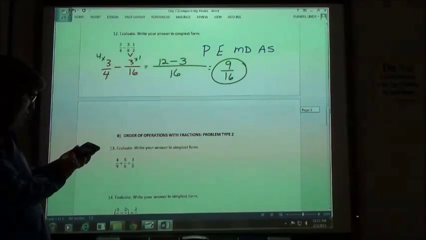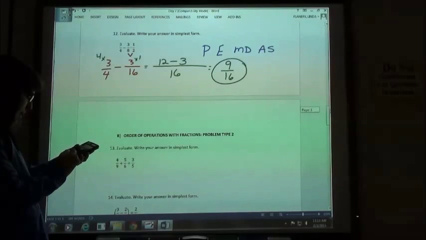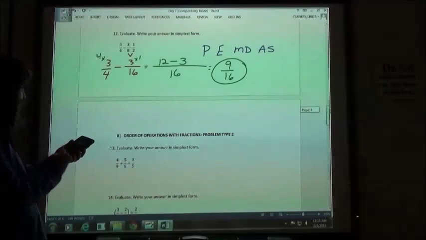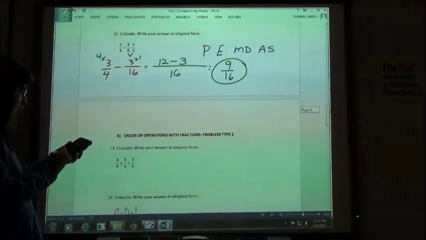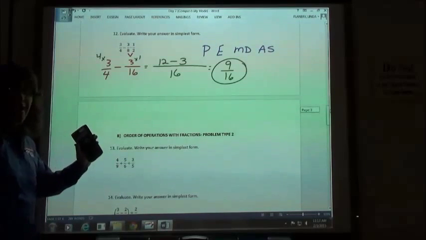Checking with my calculator, 3 fraction 4 minus 3 fraction 8 times 1 fraction 2, 1/2, gives me 9/16.